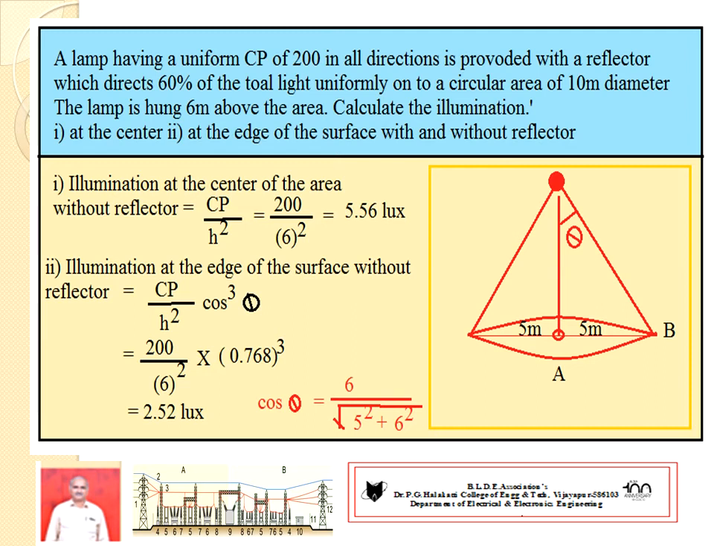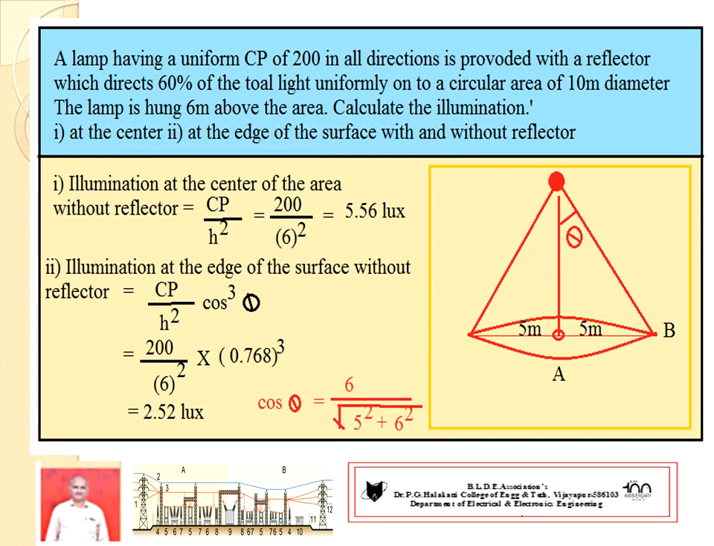A lamp having uniform candle power of 200 in all directions is provided with a reflector which directs 60% of the total light uniformly onto a circular area of 10 meter diameter. The lamp is hung at 6 meters above the area. Calculate the illumination at the center, and number 2, at the edge of the surface, with and without reflector.